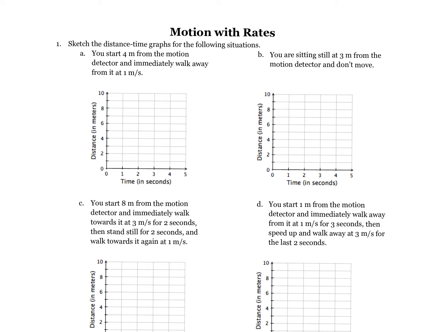Okay, before we do anything, I'm just going to read it and we're going to talk about a few things. So in 1A, you are starting 4 meters from the motion detector, and you immediately walk away from it at 1 meter per second. So anytime you see m/s, this means meter per second. Okay, and if you see 1 meter per second, all this means is that you are moving 1 meter every 1 second. Okay, so we're going to try and graph this.